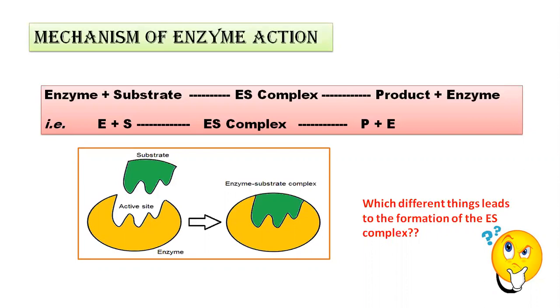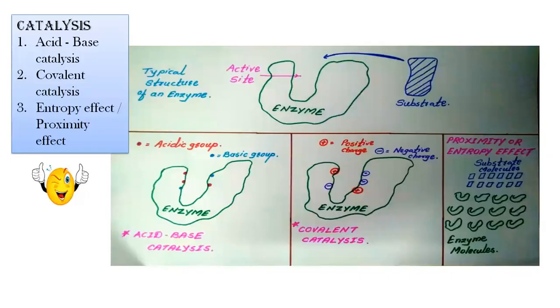Then the question arises: which different things lead to the formation of ES complex? Now we will think about the formation of ES complex and the parameters or factors which are responsible for it. And the answer is catalysis. Now there are various types of catalysis. First one, acid-base catalysis. Second, covalent catalysis, and third, entropy effect or proximity effect.